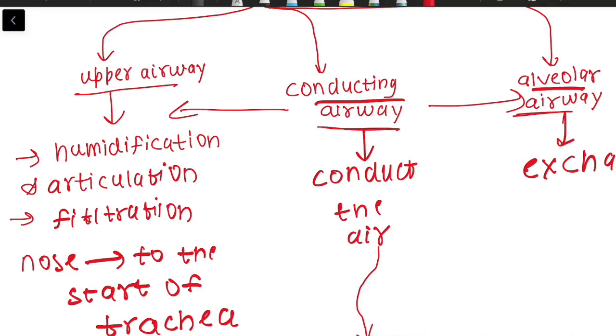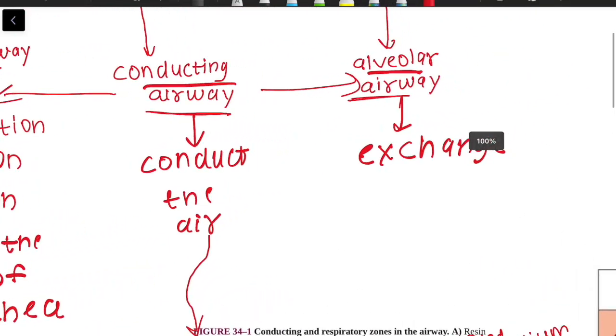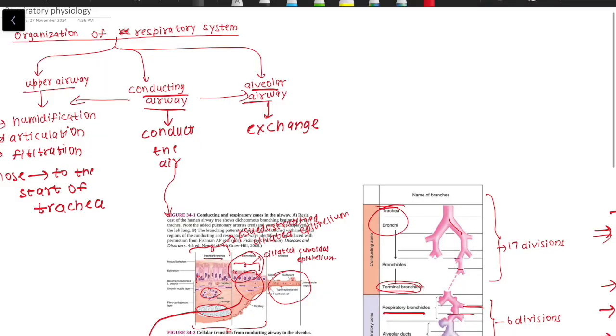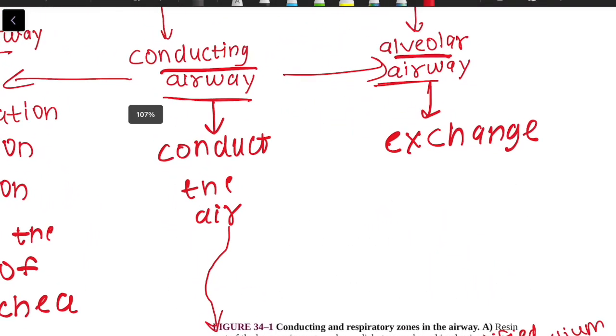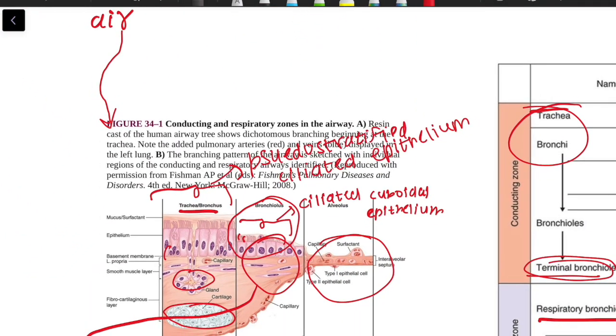If I talk about the conducting airway, the name suggests that it is involved in the conduction of air. It is like a bridge between the upper airway and the alveolar airway, and it conducts the air from the upper airway to the alveolar airway. Now, what is the alveolar airway? It is involved in the exchange of gases, O2 and CO2. So basically, it helps in that.